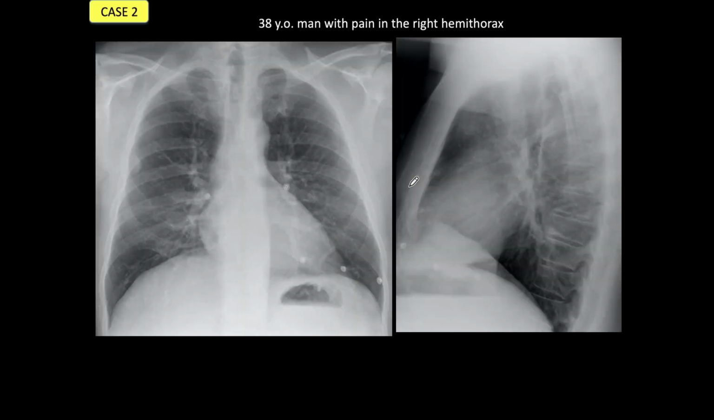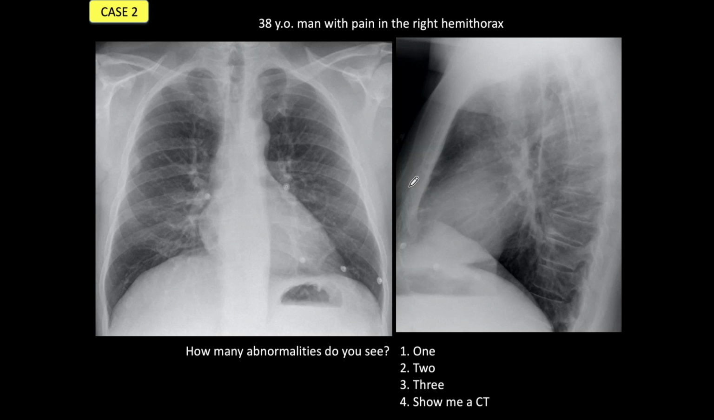Let's go to case number 2. This is a 38-year-old man with pain in the right hemithorax. I'm giving you PA and lateral views. And the question is, how many abnormalities do you see? Do you see 1, do you see 2, do you see 3? And then the easy way out, which is show me a CT, but I will advise you not to answer that, because you have to experiment and see how many abnormalities you see in your home. Okay, stop the presentation, and then we will go back when you are ready.